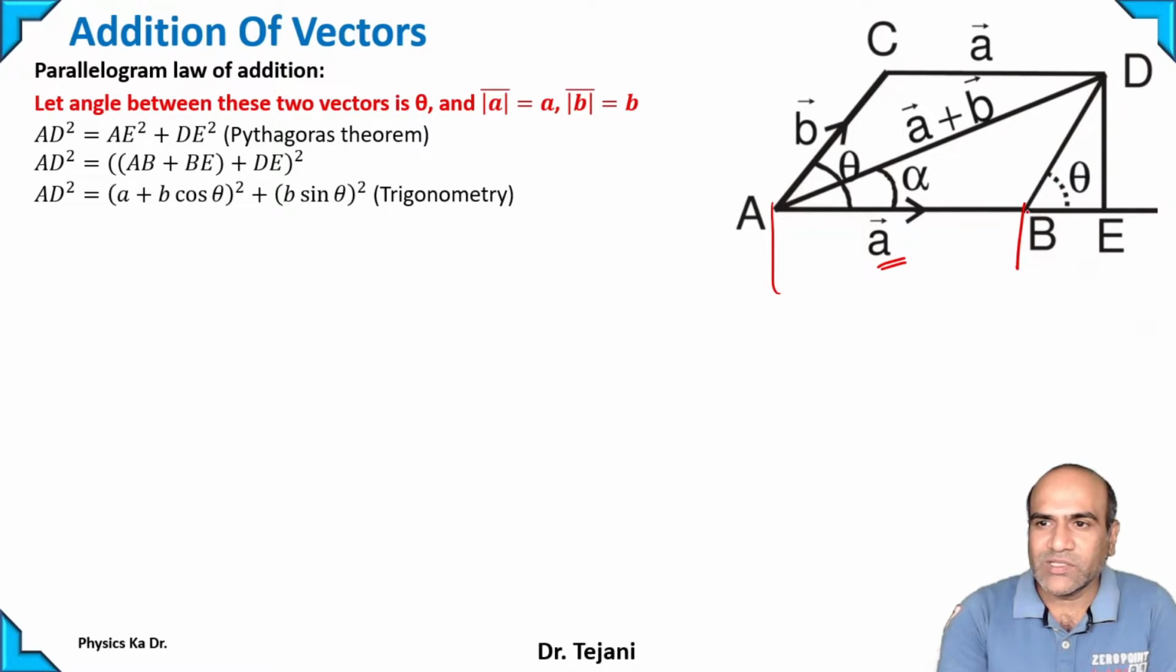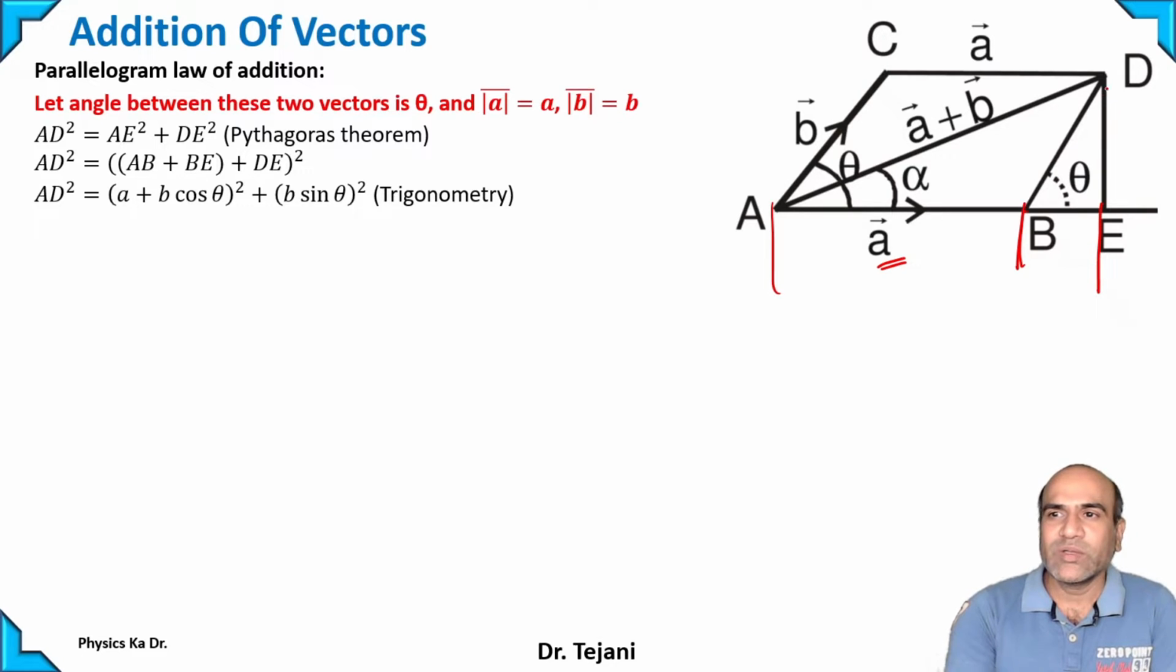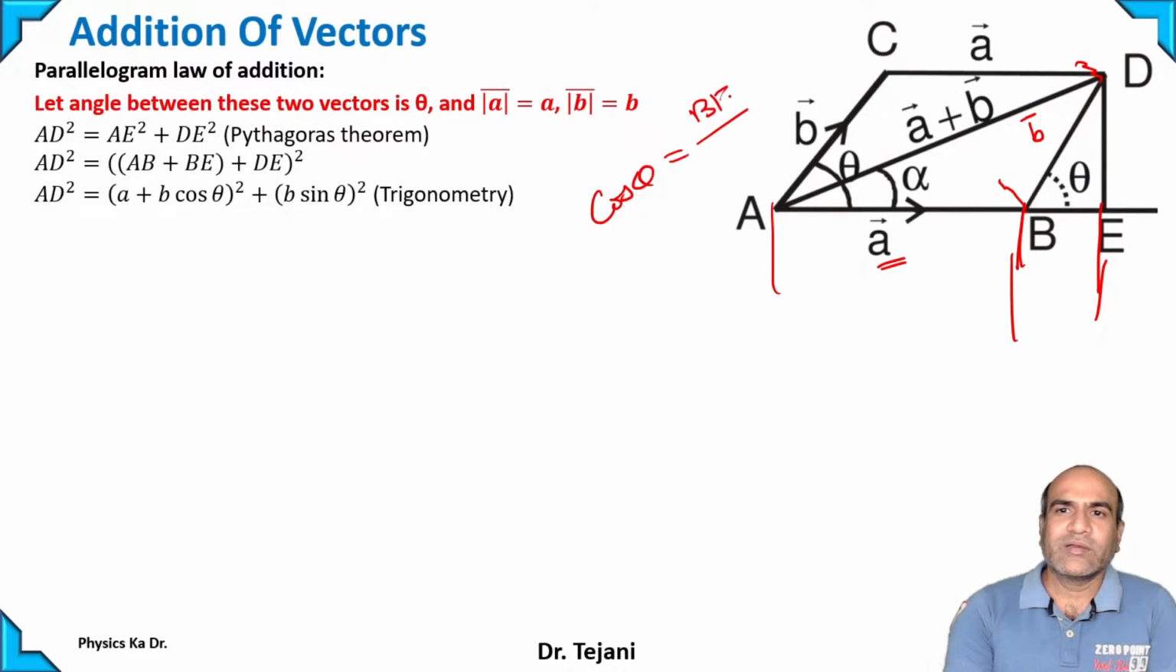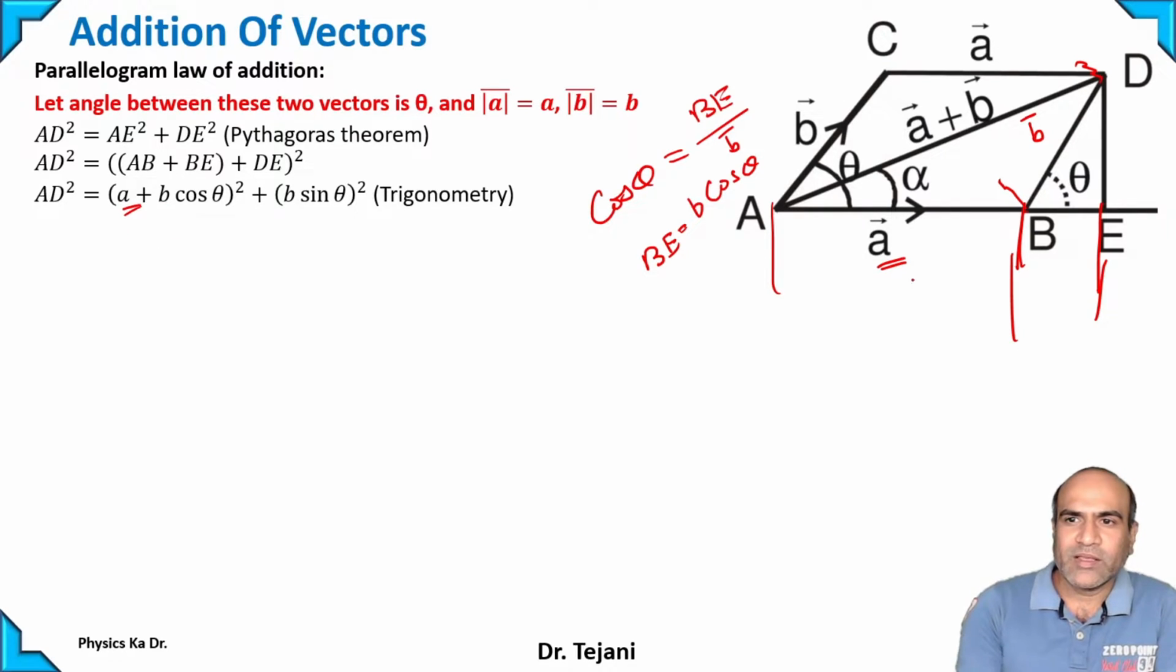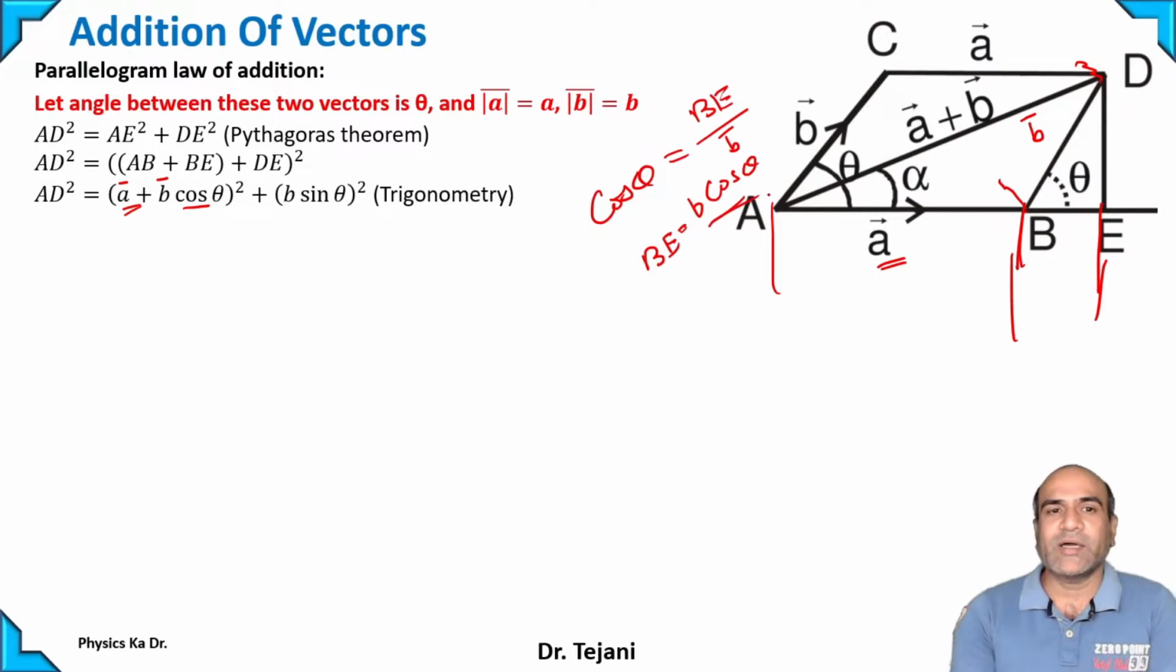And the opposite side, if you just go with this distance, this vector is B bar. So can we derive BE from the law of triangle? What it says is cos theta is equal to nearer side divided by its hypotenuse. So BE is equal to B cos theta. Similarly here, this is A, so then it becomes A plus B bar cos theta.